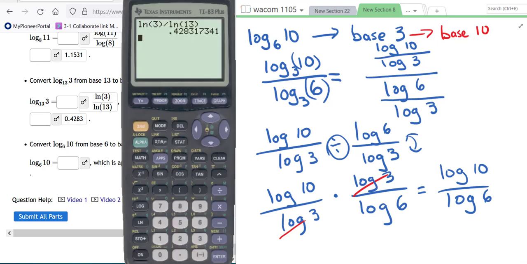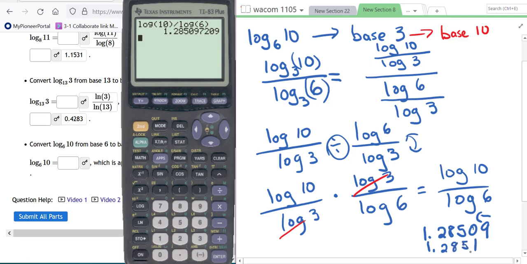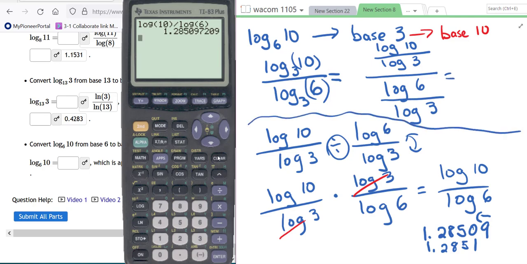All right, so if I do this last one, I am just doing a log of 10 divided by log of 6. Enter. So I am getting 1.28509. 9 is going to push us up. So 1.2851.